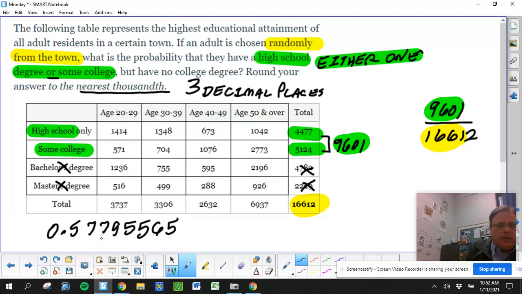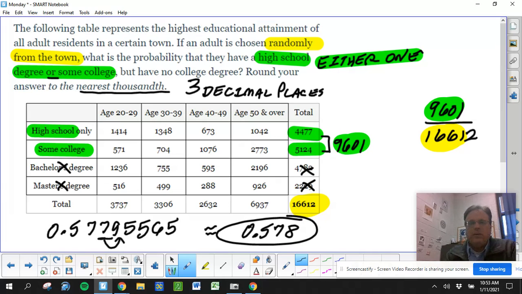All right, 3 decimal places is that second 7 right there, that's 7. So the 9 says, nah, round up. So we're going to round up and I will get 0.578. And that's what we type in the calculator. We did the problem. Not bad at all.